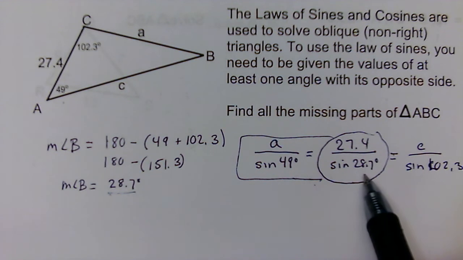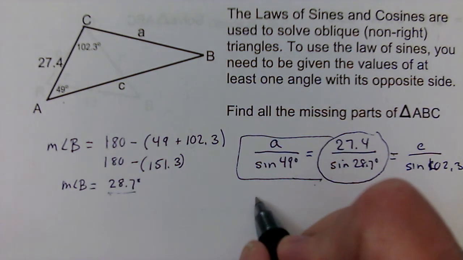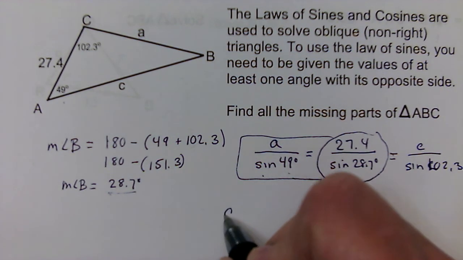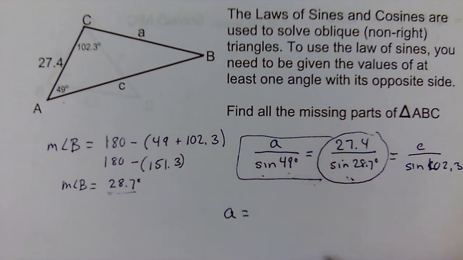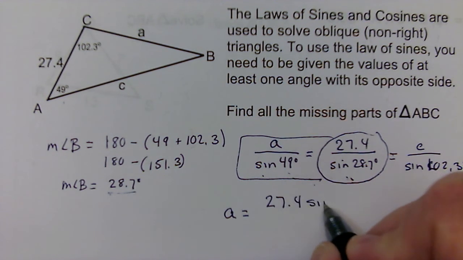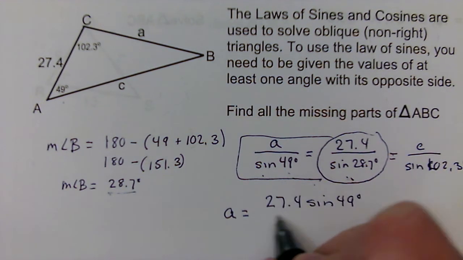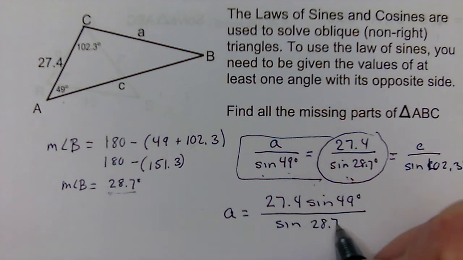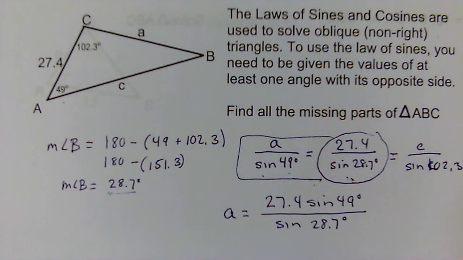So we have two fractions equal to each other. In order to get a by itself, we would have to multiply both sides of this by the sine of 49 degrees. So that would give us a equals 27.4 times the sine of 49 degrees divided by the sine of 28.7 degrees. Now that it's all solved for a, we can just put that into the calculator.